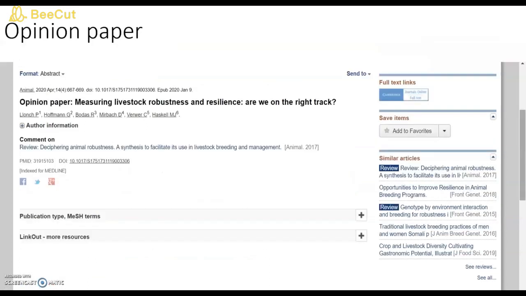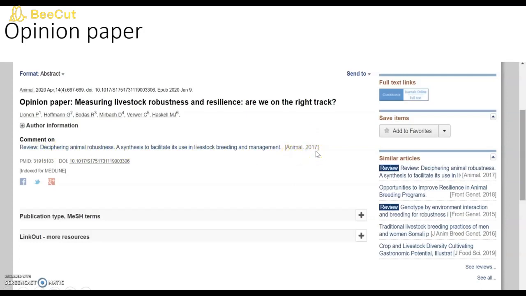Okay, next one is another type, that is called opinion papers. Okay, opinion papers are one more type of research papers where the opinion about any other already existing research is actually given. For example, this particular opinion paper, which is about measuring livestock robustness and resilience, are we on the right track, is actually a comment on the already existing review, that is deciphering animal robustness, a synthesis to facilitate its use in livestock breeding and management, which got published in the journal Animal in the year 2017.